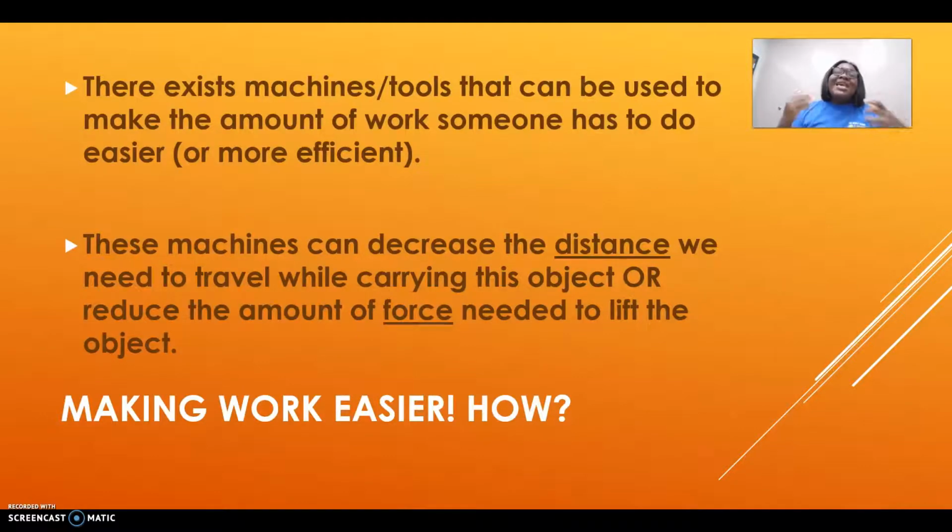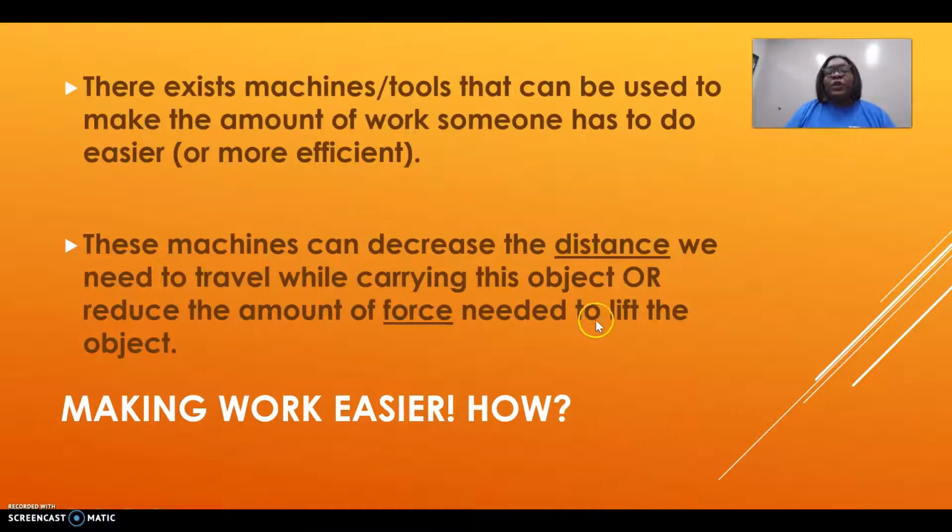So we can make work easier. How? Please write these down. There exist machines or tools that can be used to make the amount of work that someone does easier or more efficient. Whenever I see that word efficient, I want to make sure I know that that's just another word, yes, a synonym for easier.